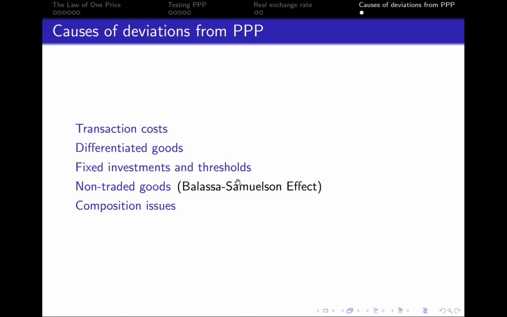Look, the formal proof of that is shown in something called the Balassa-Samuelson effect that we're going to discuss in more detail in the future. Finally, there are composition issues. Those composition issues are simply related to the fact that price indexes are constructed in different ways in different countries. You know, people in different countries have different preferences. They also have different income structure, so they purchase different goods. So when governmental agencies are calculating the price indexes, they use different weights.